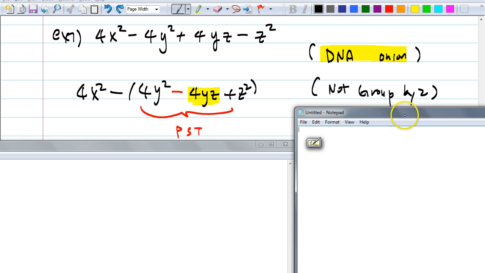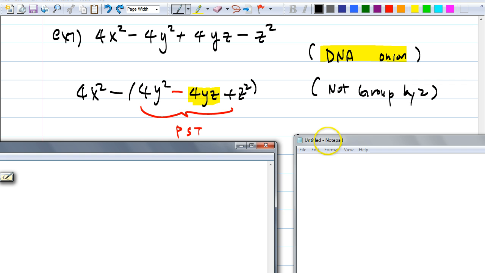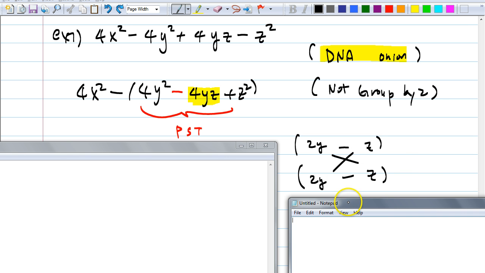It's DNA. So how many ways are there to get 4y squared, guys? There are two ways, right? Do you want me to try 1y and 4y first or 2y and 2y first? 2y and 2y, would you not agree? How many ways are there to get z squared? That's an easy one. One, which is z and z. But I need negative 4yz. So is it going to be negative z or positive z? I have to have negative middle terms, so I have to have both of them negative. Isn't that right? If you don't believe me, let's multiply it out.